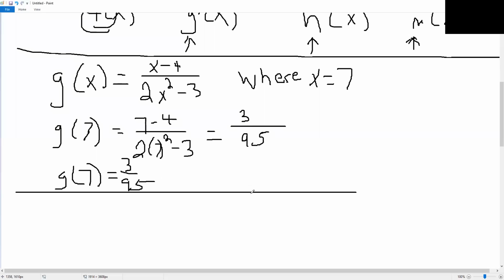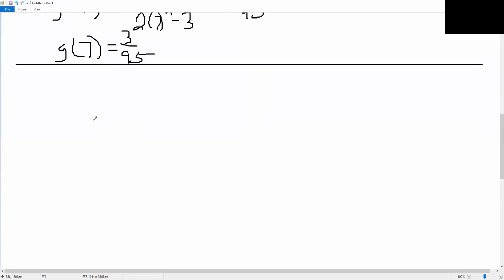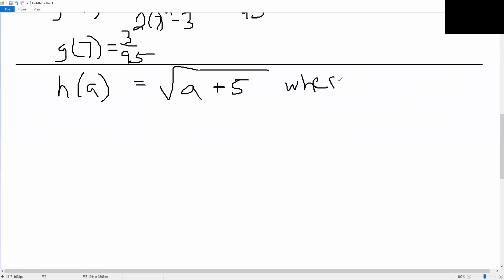Now, let's do another one. Let's do h this time. h of a equals the square root of a plus 5, where a equals -2. Okay. So to solve this, you would plug in the -2 into this function.